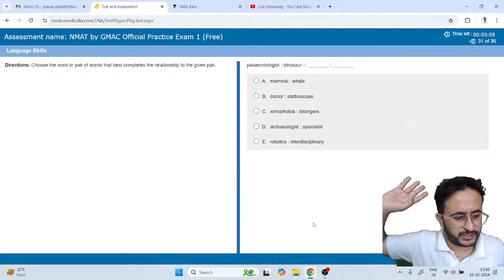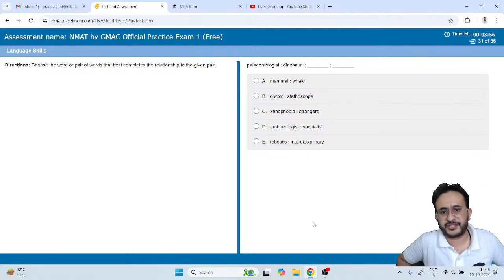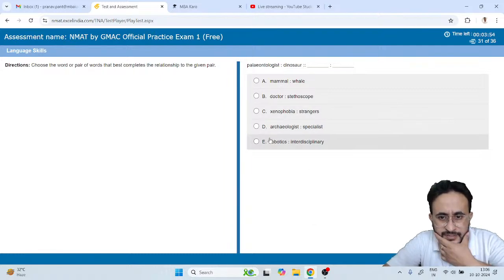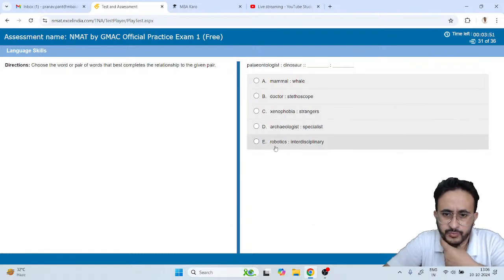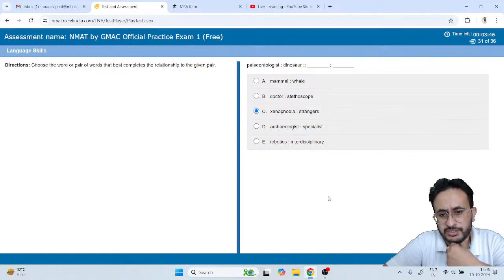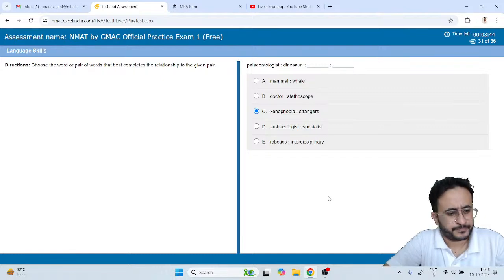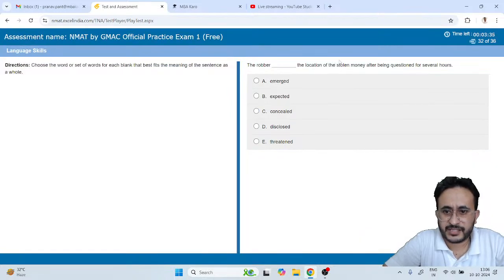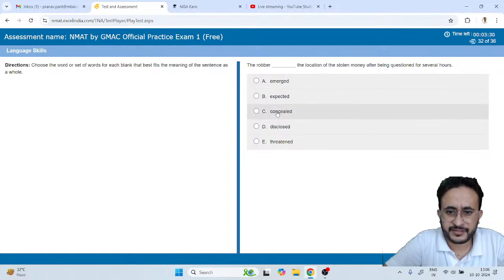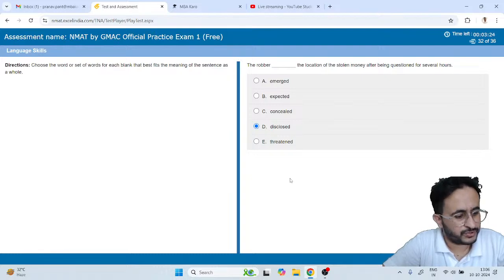Paleontologist, that is someone who studies past things, studies dinosaur, and archaeologist is not specialist, robotics, interdisciplinary, xenophobia, of strangers. So I think we'll go with this option, something related. The robber dashed the location of the stolen money after being questioned for several hours. Okay, concealed. Concealed नहीं होगा, disclose होगा. Conceal means to hide, disclose means to inform.